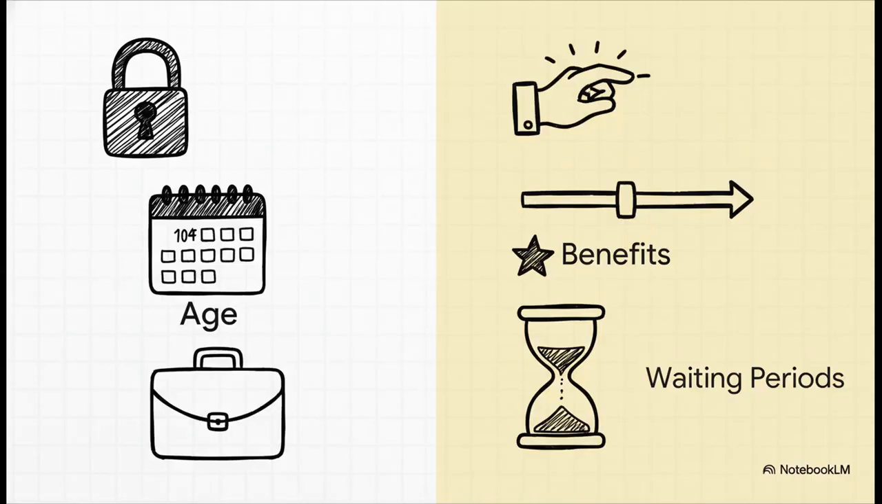So, what's the big takeaway here? It's this. While you can't change things like your age, you are absolutely not powerless. You have direct control over the structure of your policy. By really understanding the relationship between your benefits, those waiting periods, and the final price, you can actively design a plan that actually fits both your health needs and your budget.